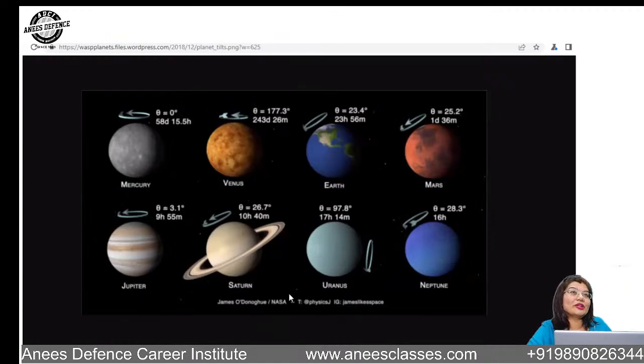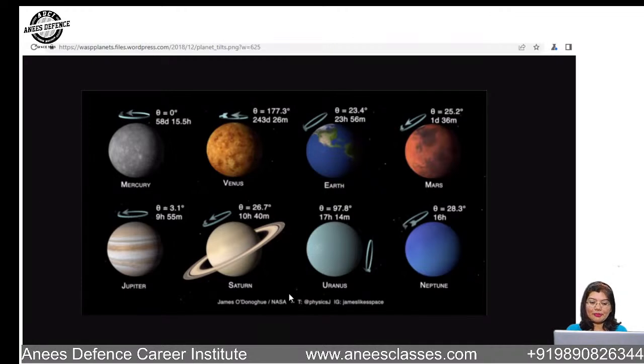This is what we are looking at. We are looking at the tilts of the various planets. All of these planets have different amounts of tilts. Now these tilts are determined by, originally we believe that when the planets were formed, all of them must have been pretty straight. They must not have been tilted. Most of them had their equators almost parallel to the orbit around the Sun, the elliptical orbit. That is what we believe.